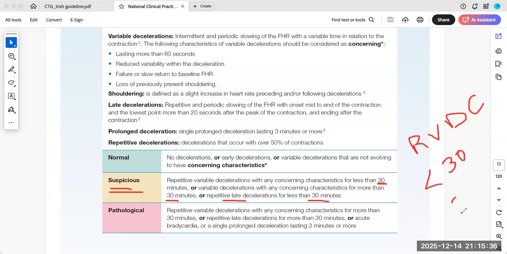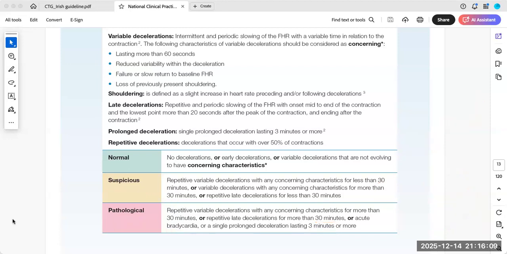Once it reaches 30 minutes, it's pathological. Okay, my friends? And then if I have late deceleration for less than 30 minutes, it's suspicious. Late deceleration lasting 30 minutes or more is now pathological. Other forms of pathological deceleration include acute bradycardia, single prolonged deceleration lasting 3 minutes or more.